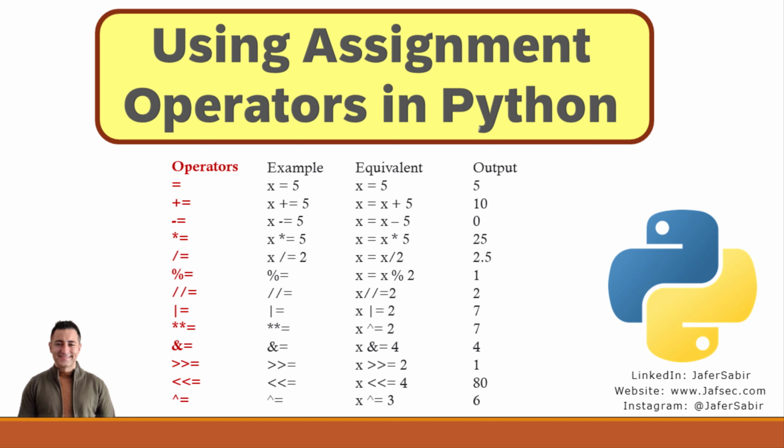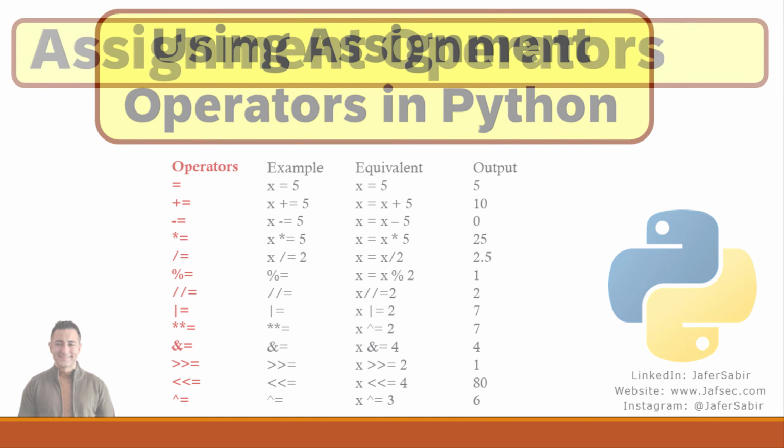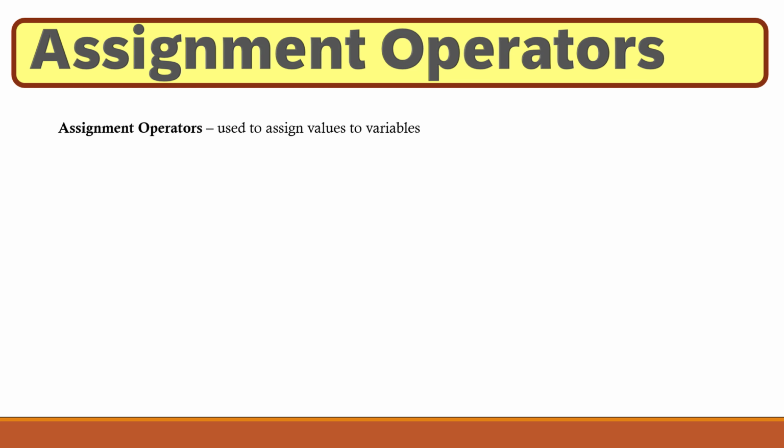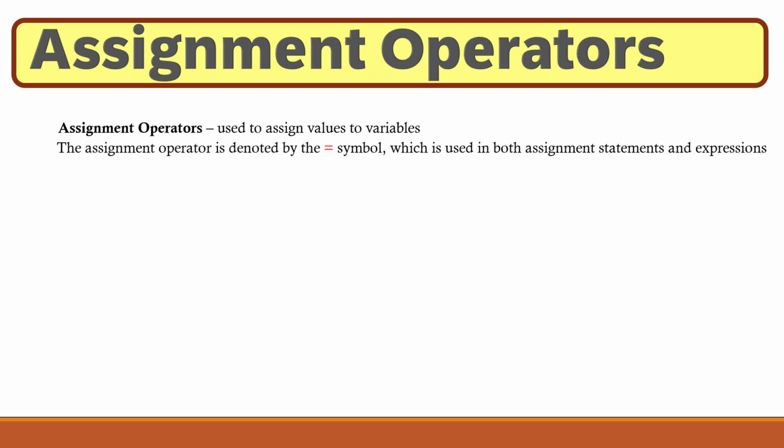In this video, we will take a look at the assignment operator and what we can do with it in Python. The assignment operator in Python is used to assign values to variables. It allows a programmer to perform different types of operations and store the results inside variables. The assignment operator is the equal symbol. It assigns the right-hand side values to the variables that are present on the left-hand side.